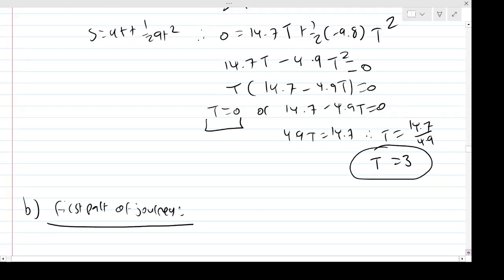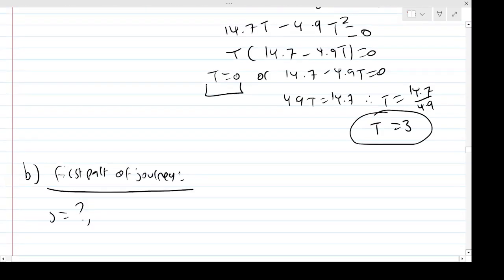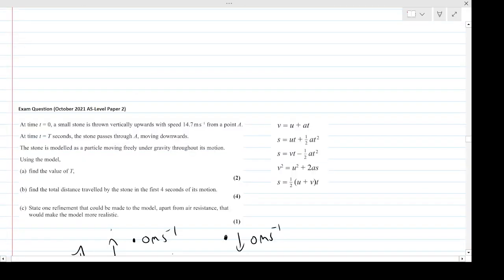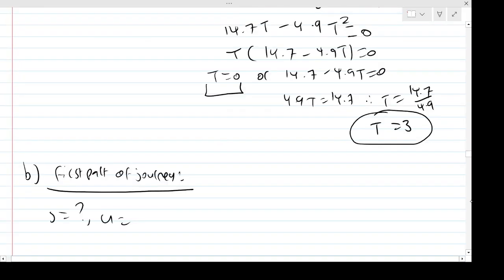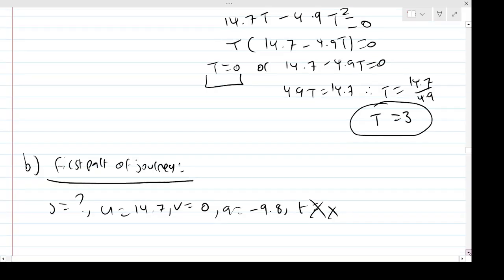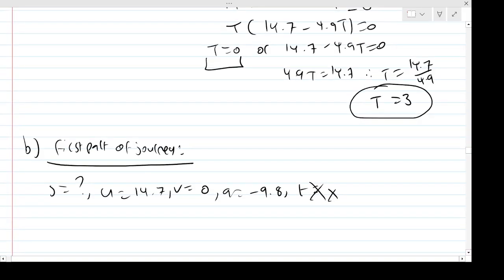So when it reaches the maximum height, S is what I want to work out, the distance. U, at the start, I'm starting with 14.7 speed. V is going to go to 0 if it reaches maximum height, right? It doesn't go up anymore, so it has to go to 0 speed. Acceleration, if we're going upwards, then acceleration downwards is minus 9.8. And t, well, we don't care about t. So the formula that does not include t is v squared equals u squared plus 2as.